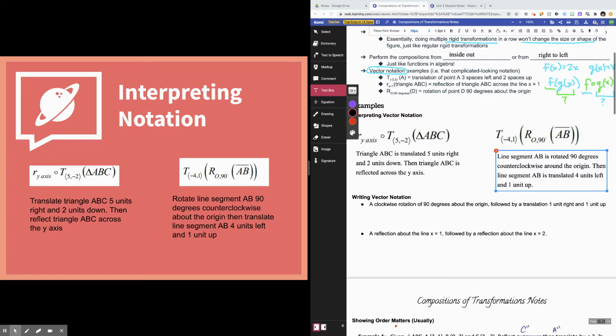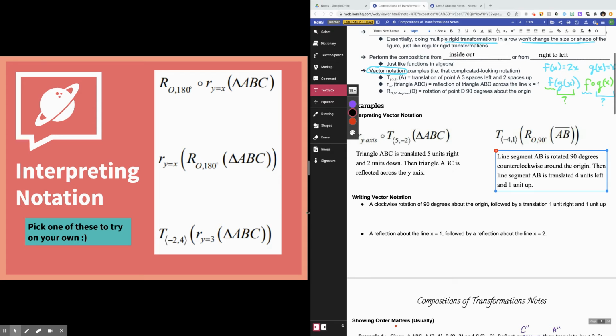Remember, we know it's a line segment because it has that notation over the top of the endpoints, those AB endpoints, but it doesn't have any arrows, which means that it's a line segment. So what we did is we rotated line segment AB 90 degrees counterclockwise about the origin, or you could have said around the origin. Then we translated that line segment 4 units left and 1 unit up.